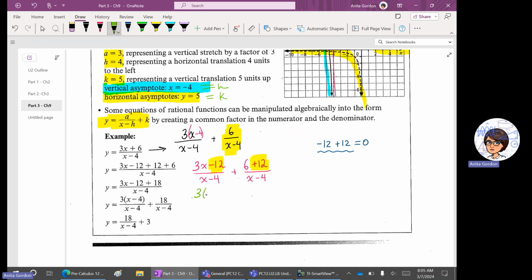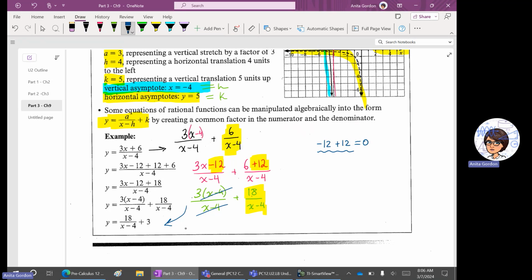If I factor the 3 out of the top, I get an x minus 4 in the numerator, x minus 4 in the denominator, plus 18 in the numerator, x minus 4 in the denominator, and on this side, I can't change anything. It is what it is. But over here, I have an x minus 4 and an x minus 4, and this simplifies to just 3. So now I have an equation that looks like that. 18 over x minus 4 plus 3.